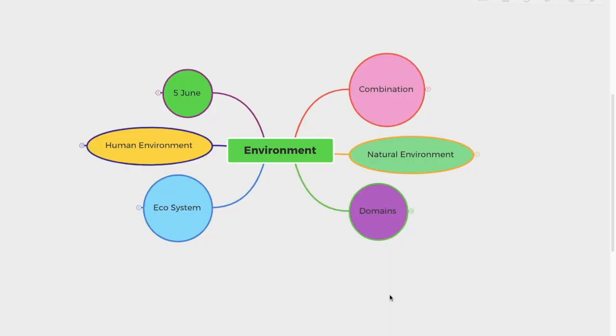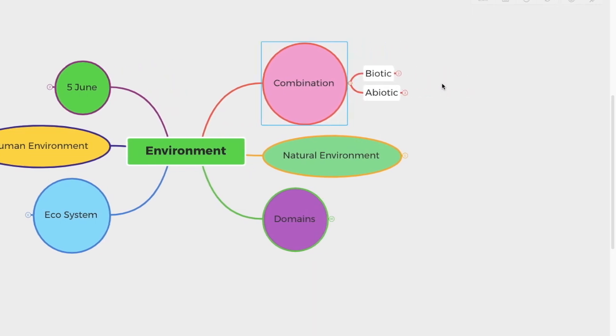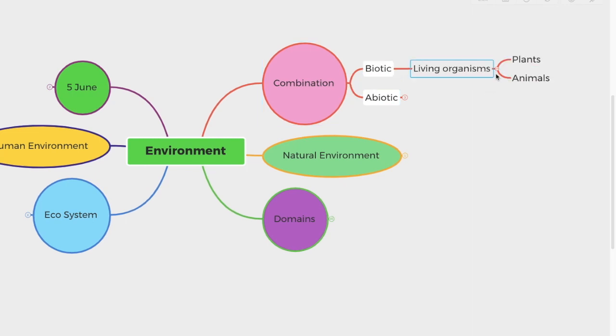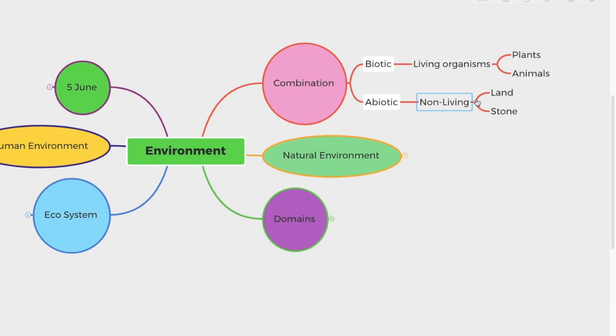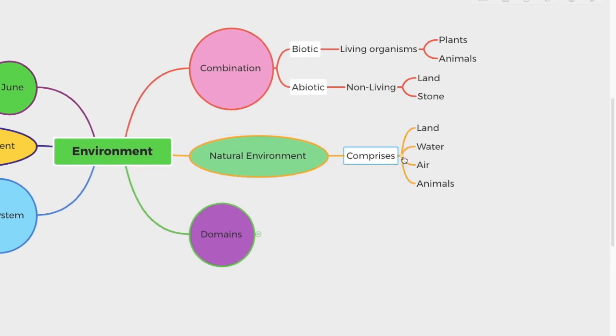Environment is a combination of basically two things, biotic and abiotic. So what's biotic? Basically, they are living organisms such as plants, animals, humans, etc. Abiotic, non-living things such as land, stone, chair, table, etc. So what's natural environment? It comprises of land, water, air and animals.